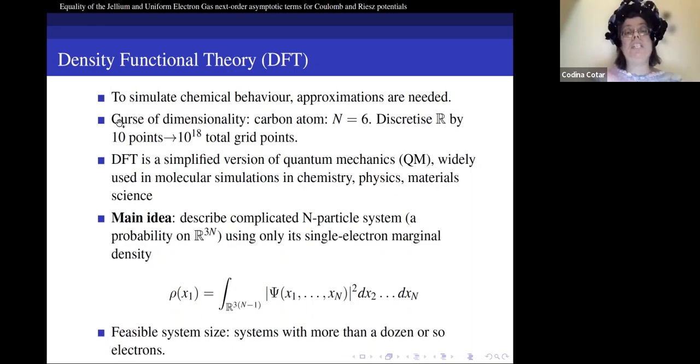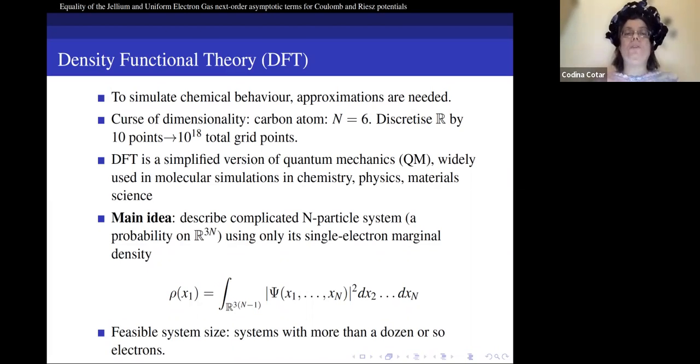And if I discretize, for example, just by 10 points, I end up with 10^18 grid points in my approximation. That's not feasible. Also, a lot of my systems will have millions of electrons, so approximations are not so good if I try to do it this way. So what physicists have done, they've come up with DFT, density functional theory.